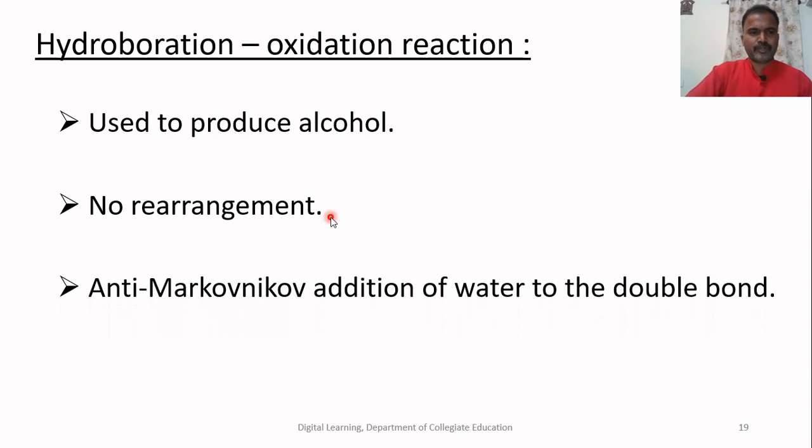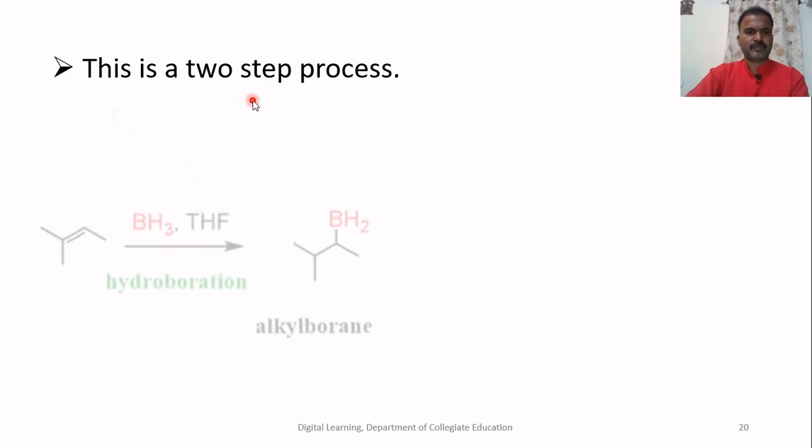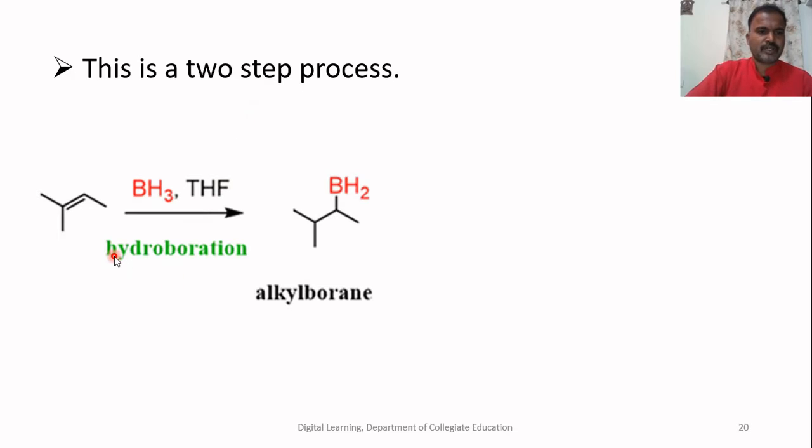And the most important point is hydroboration oxidation involves the addition of water to the double bond in accordance with the anti-Markovnikov's rule. And this reaction proceeds in 2 steps. The first step is hydroboration. It involves the addition of borane to the double bond of an alkene in the presence of THF to give alkyl borane.